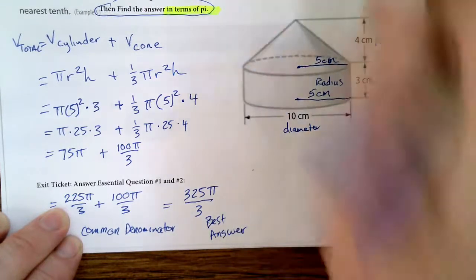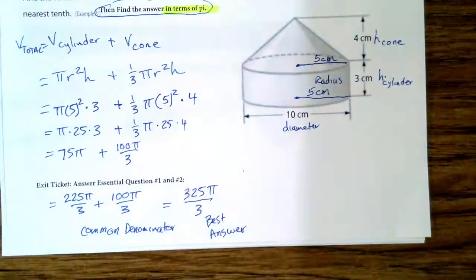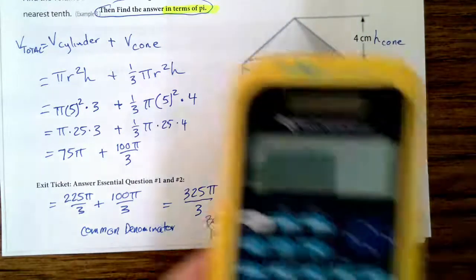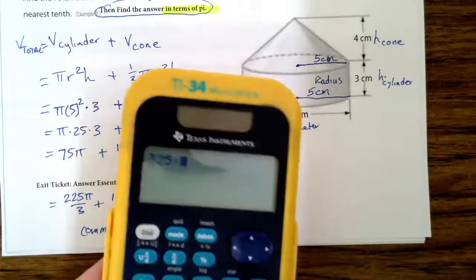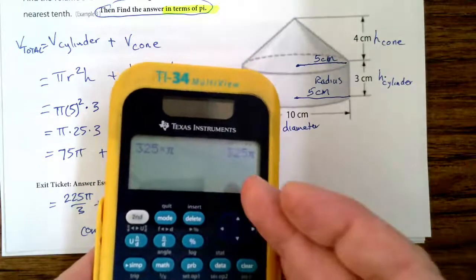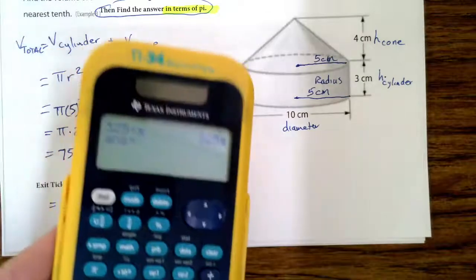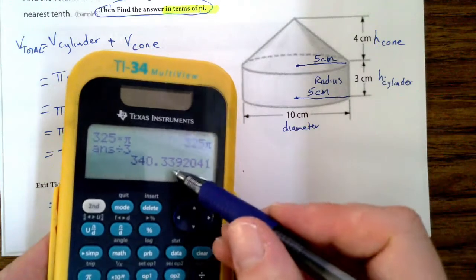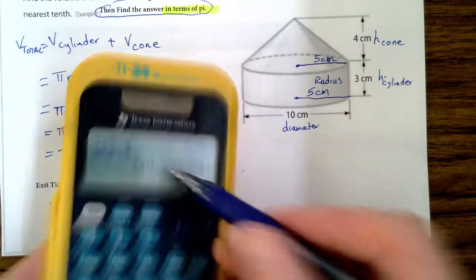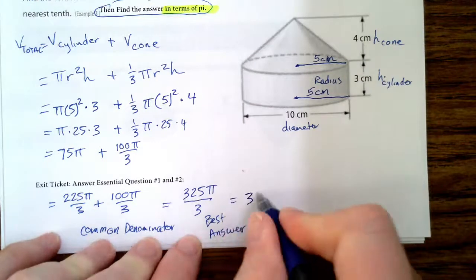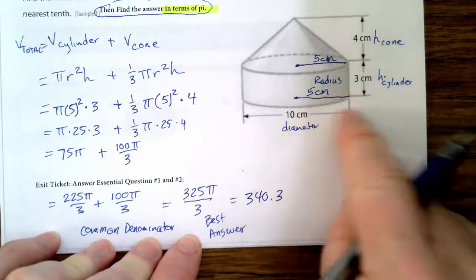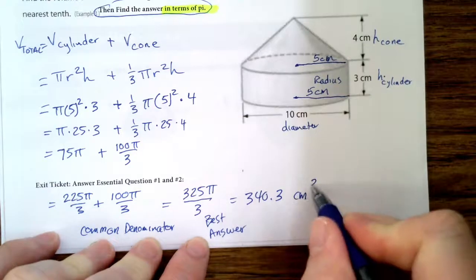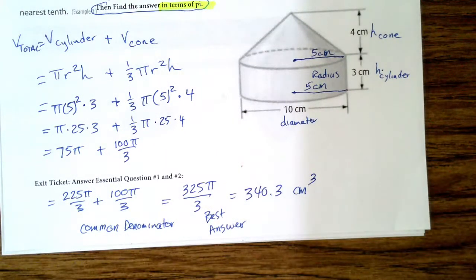But they also want you to give it in terms of pi, so I'm going to go ahead and do 325 times pi. This calculator gives it in terms of pi. As long as it does it, when I divide it by 3, I'm going to get 340 point, and then to the nearest tenth, 3 and then a 3, so I'm going to keep it at 340.3. And it's in centimeters, so I'm going to give it in cubic centimeters so that my answer is in the correct units. Okay, good luck.